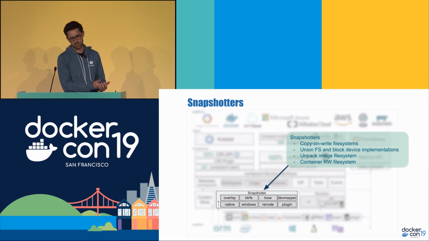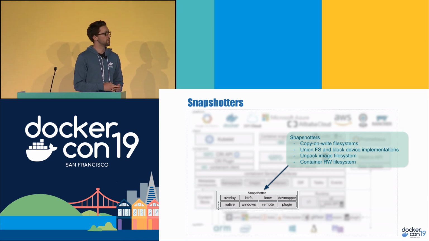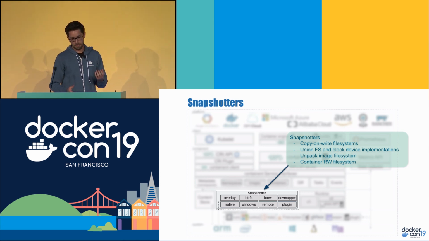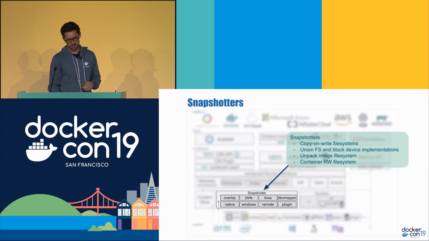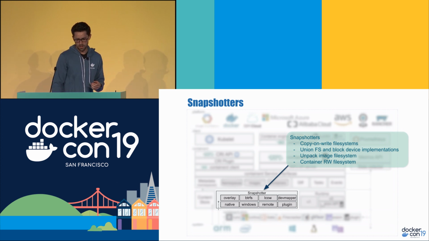So for example, the snapshotter is one of these lower level components, where the snapshotter itself is handling all the file system operations. So that's going to provide the copy on write file systems. This could be a union file system like overlayFS or AUFS, or a block device such as device mapper, or something like Btrfs, which is in between.